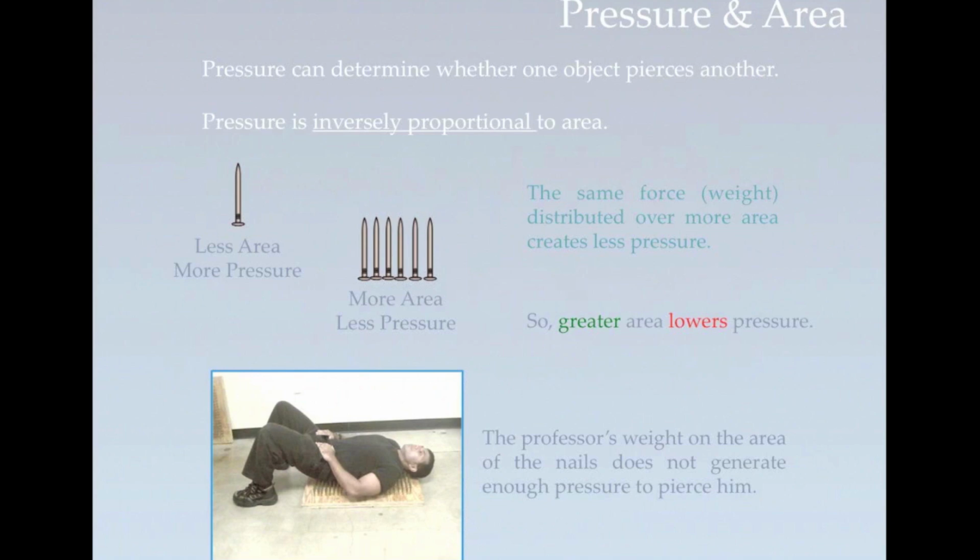Whereas if you have many nails, like the bed of nails, your force, your weight, is distributed over the top of all those nails. And so the pressure is lowered. There's much lower pressure. And so no one nail has enough pressure to pierce your body. The force you're pushing down with stays the same, but the pressure from those nails is lowered because the force is distributed over a much greater area. So this is the idea of inversely proportional and how it relates to pressure and area.